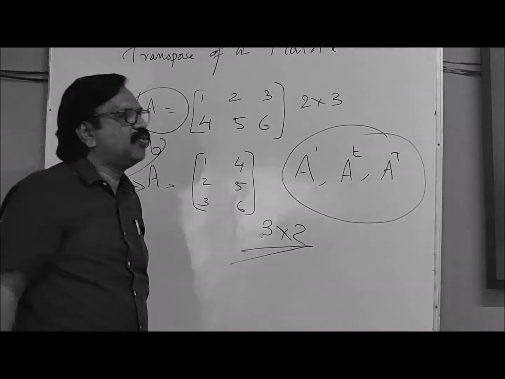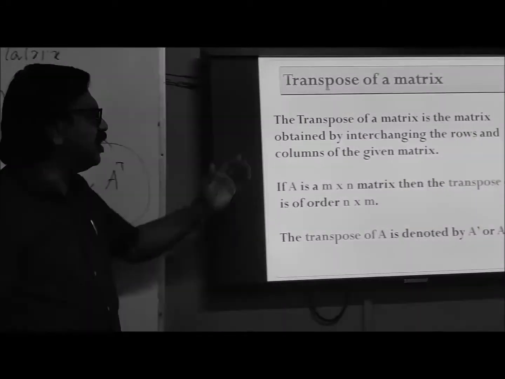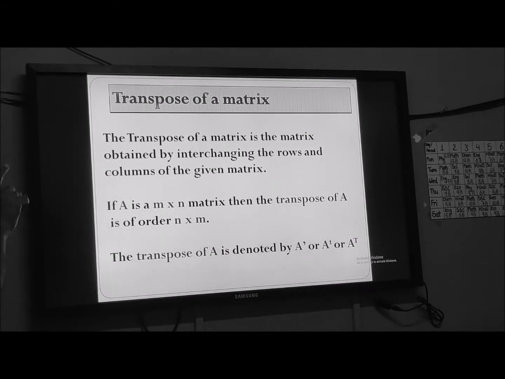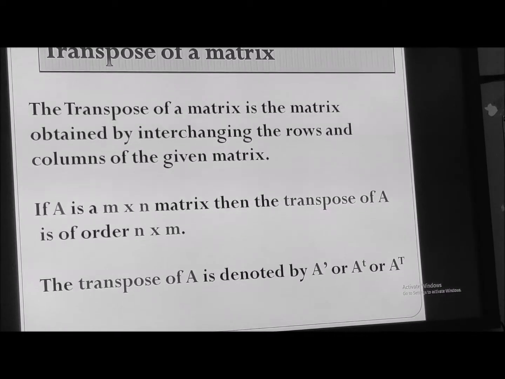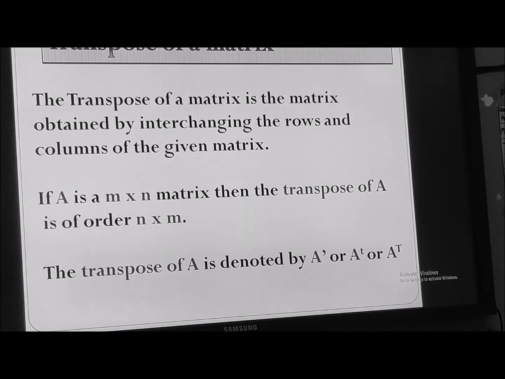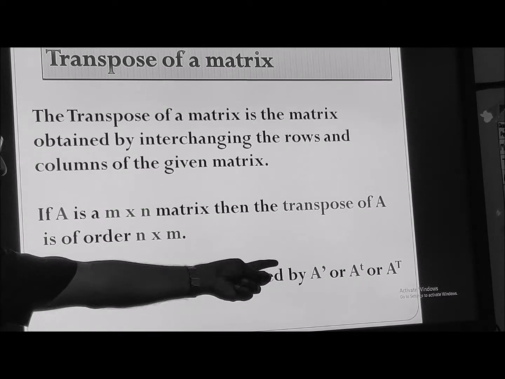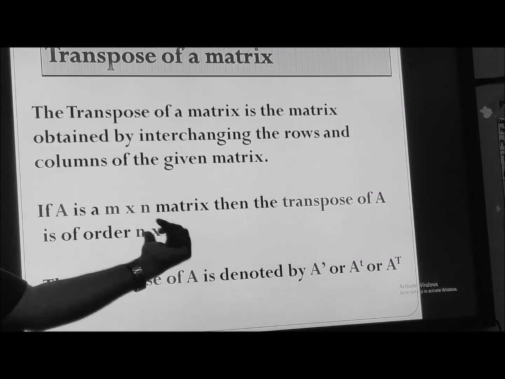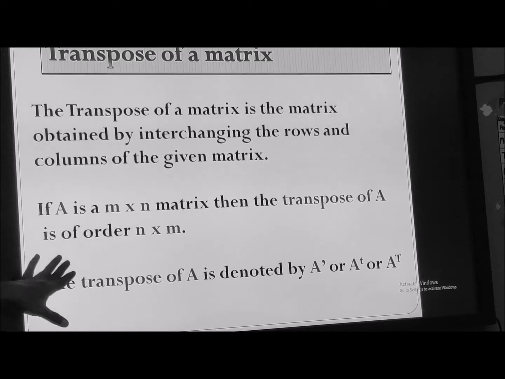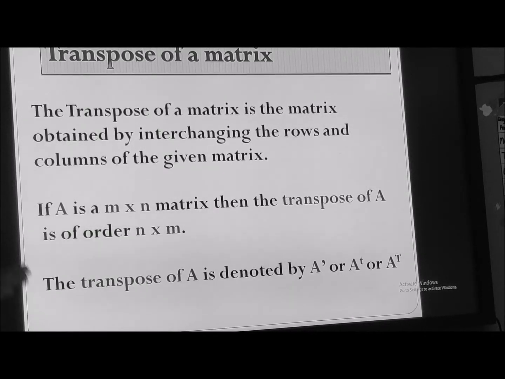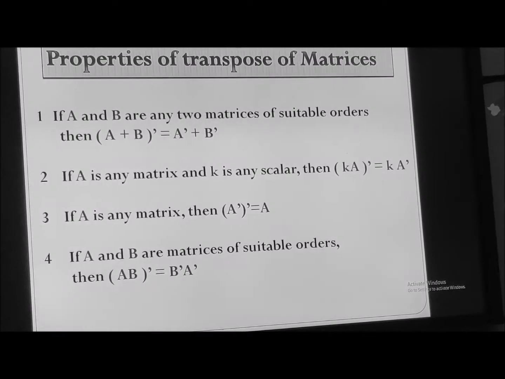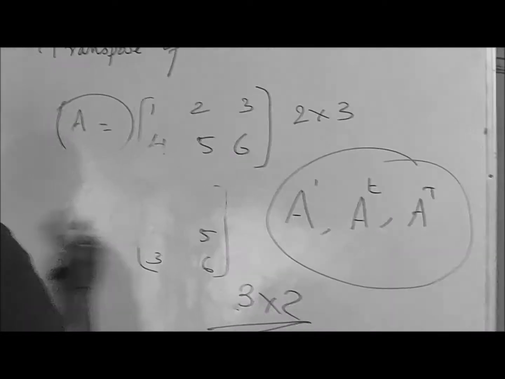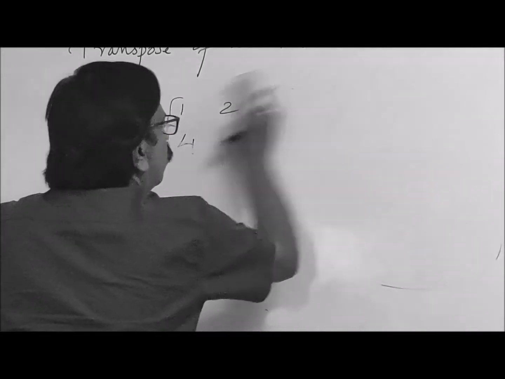Once again, we will go through the definition. The transpose of a matrix is the matrix obtained by interchanging the rows and columns of the given matrix. The transpose of the matrix A is denoted by A dash or A T. And one more thing, if A is of order m by n, then A transpose will be of order n by m. The rows and columns will be changed. Before going to the properties, we will look at some more examples.